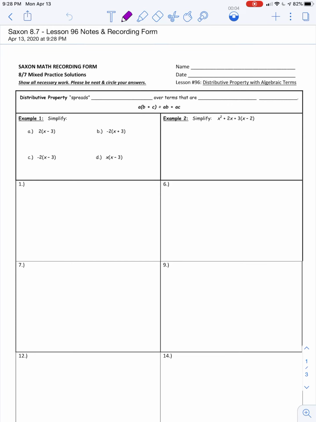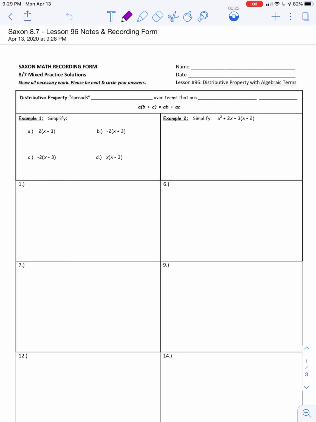Good morning, everyone. Today we're going to be looking at Lesson 96 together. I am going to be covering one of the two concepts that's covered in this lesson. The one that I want to cover with you today is the distributive property with algebraic terms. There's a couple reasons I want to skip over the other concept that is covered in this lesson.